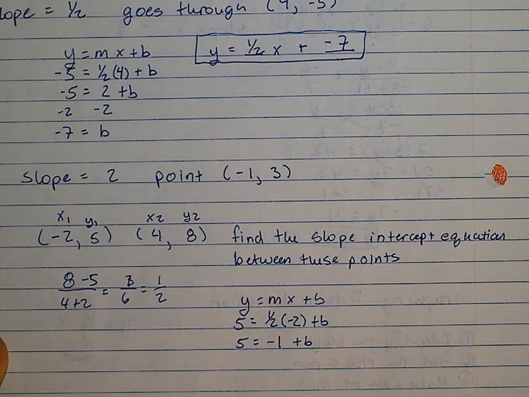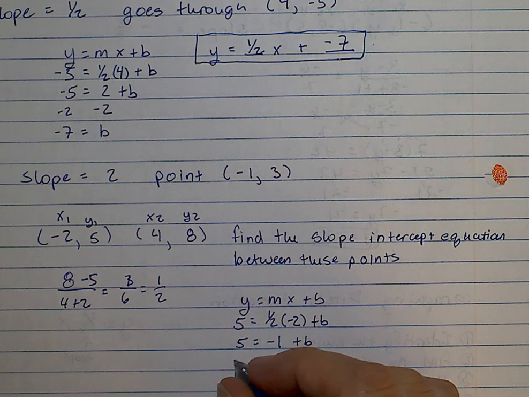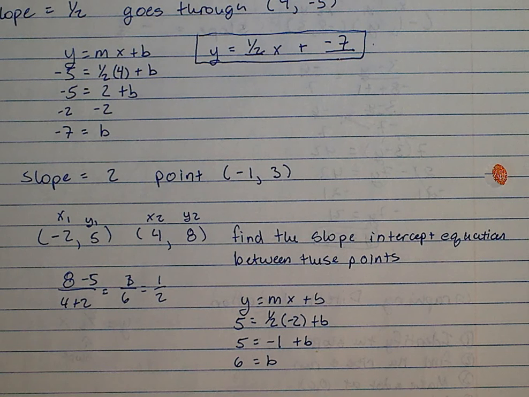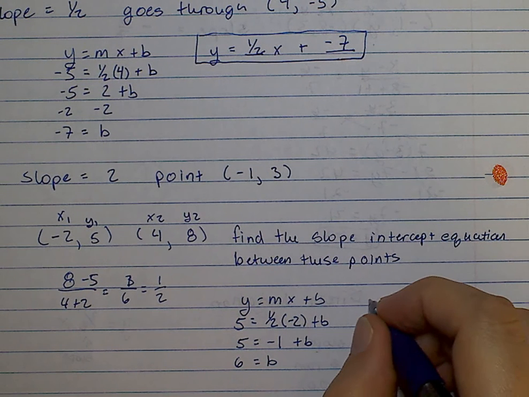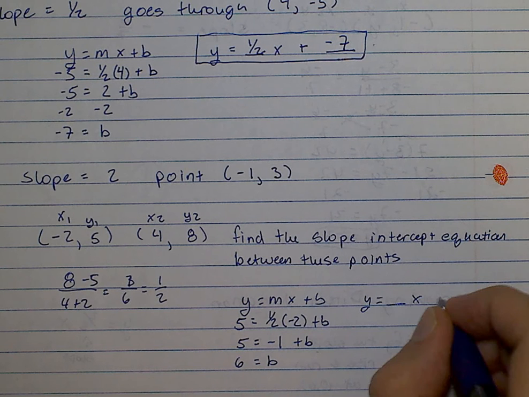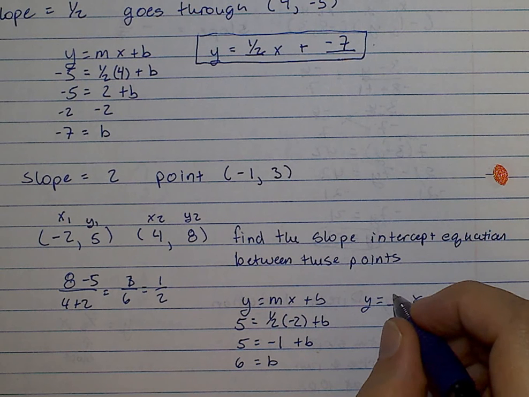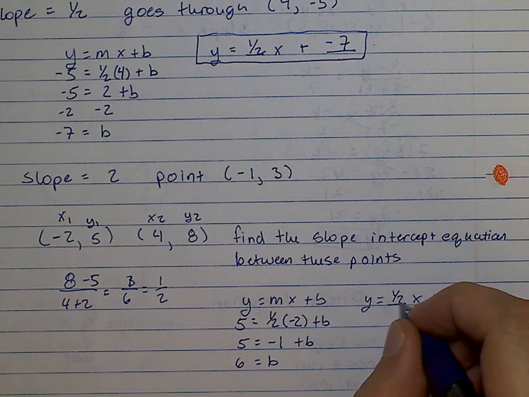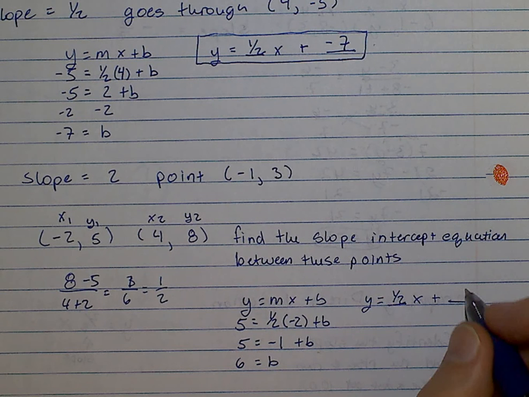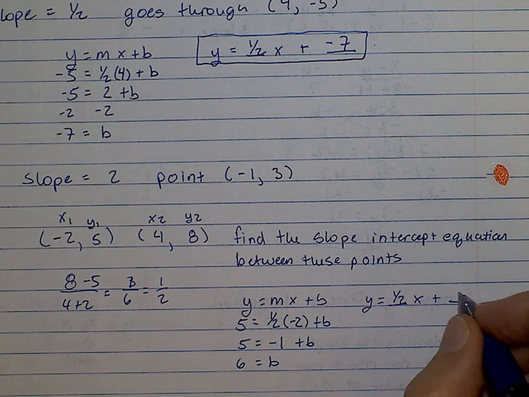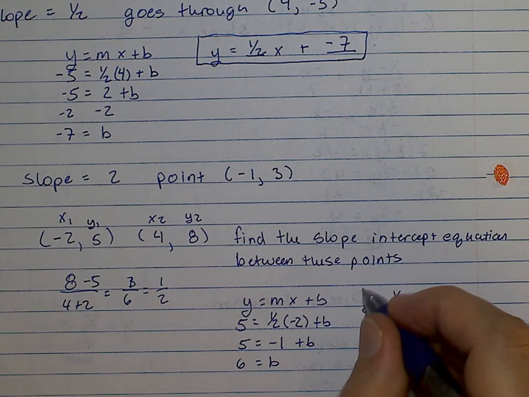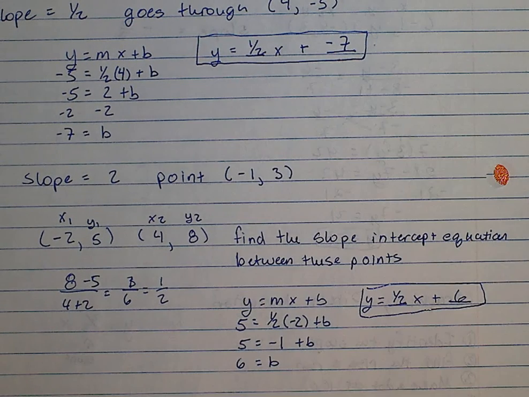If I'm solving for b, what do I have to do to that negative 1? To both sides. So 5 turns into 6, and b is just b. So b is 6. Yay, we found b. So we're going to do y is equal to something times x plus something. What's the slope again? 1/2. And then what's the b? 6. Okay, cool. So this is the answer.